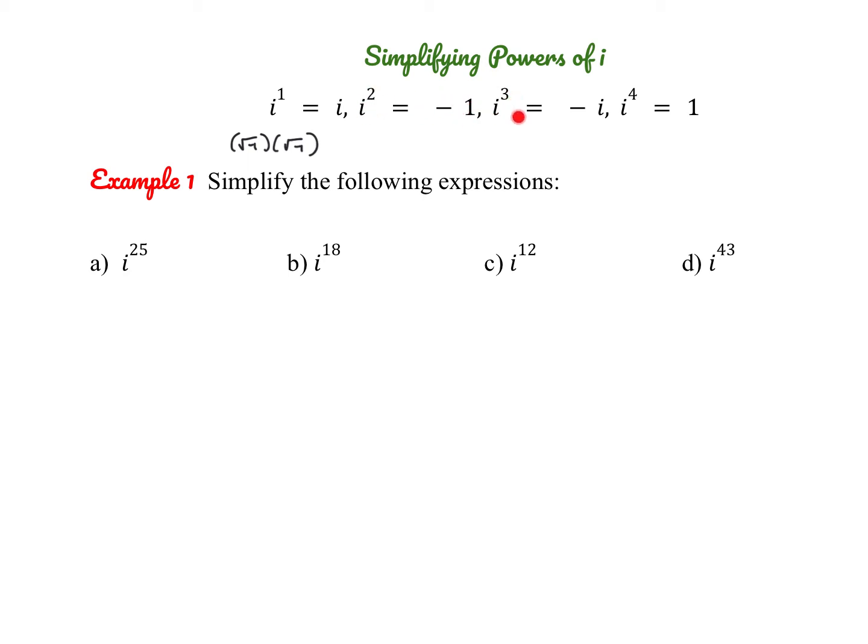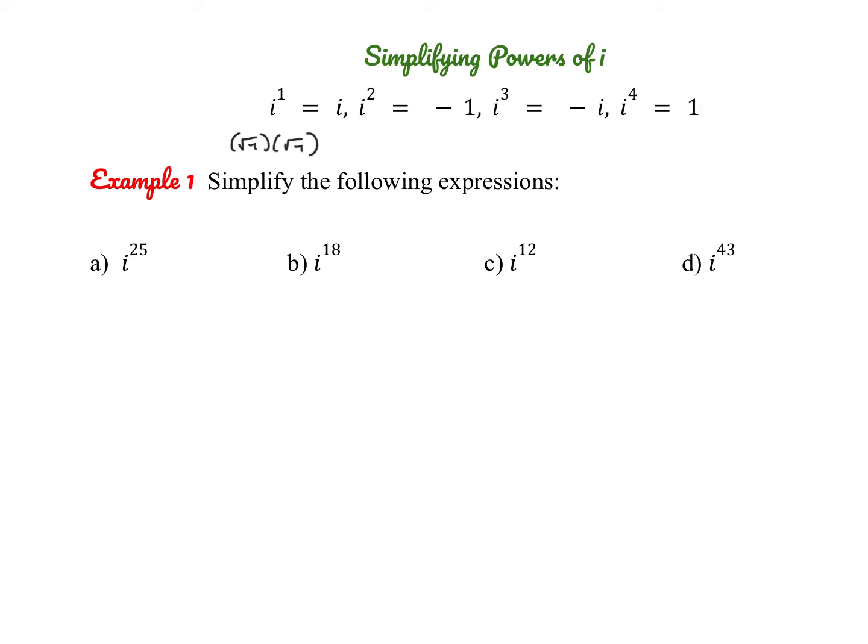Now i cubed, we can simplify to -i, because i cubed is just i times i squared. So it's just i times -1, which gives us -i. And then i to the 4th, by definition, is equal to +1. Think of it as i squared times i squared. -1 times -1 is +1.